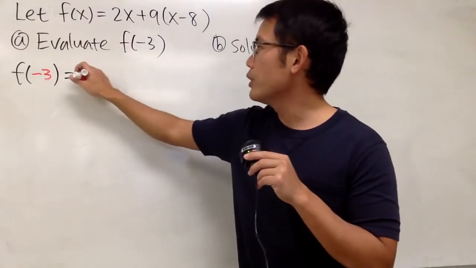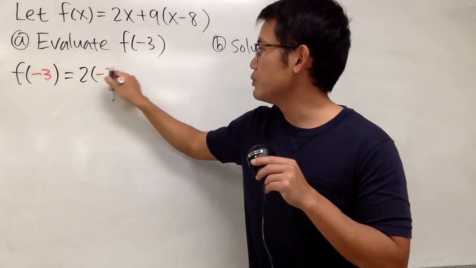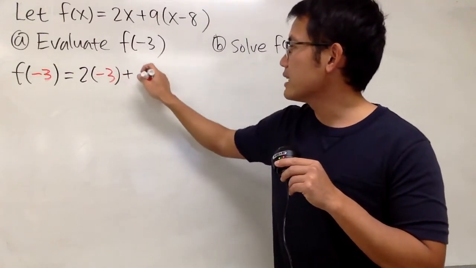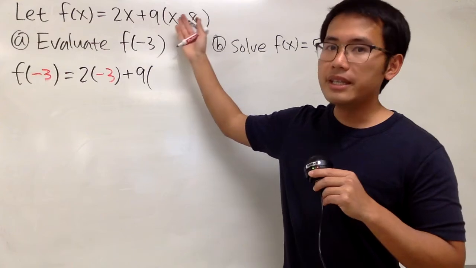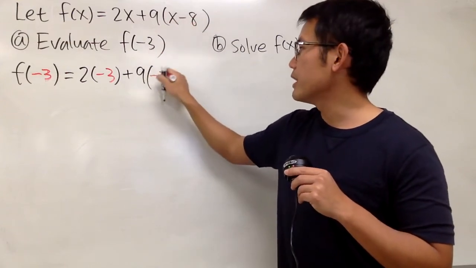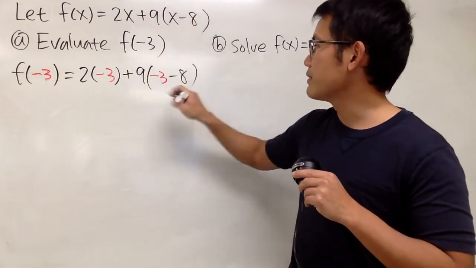So this is equal to 2 times x, which is -3, and then we add 9 times the parentheses. And again, the x is -3, so just put that down. And then we have to minus 8 after that.